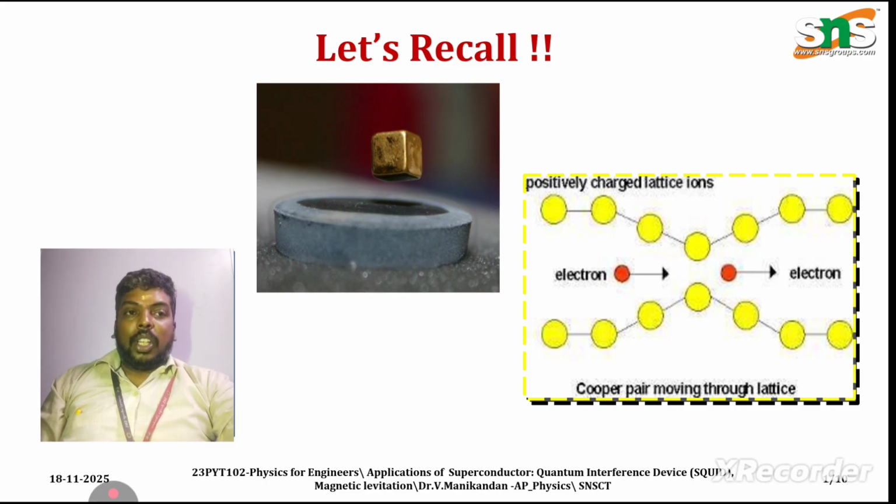Just recall another important theory about superconductivity, the BCS theory, the Bardeen, Cooper and Schrieffer theory of superconductivity. It tells us that the formation of electron pairs, the Cooper pairs, is the reason for the superconducting nature of these materials. These pictures show magnetic levitation and the Cooper pair formation in the lattice. The electron pair moves through the lattice because of phonon interactions.